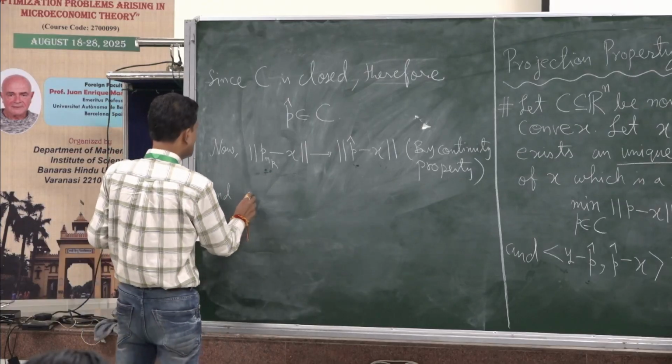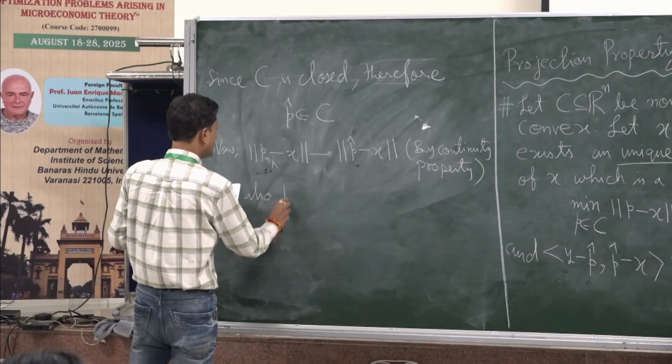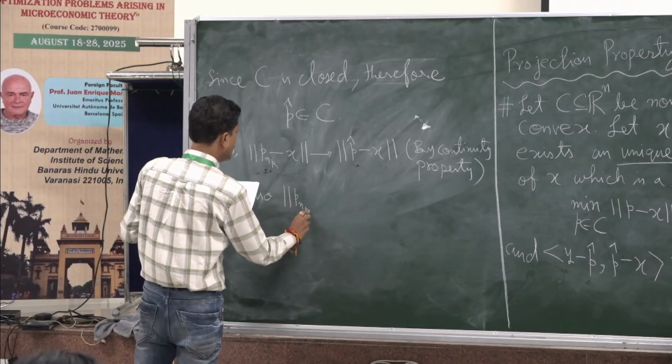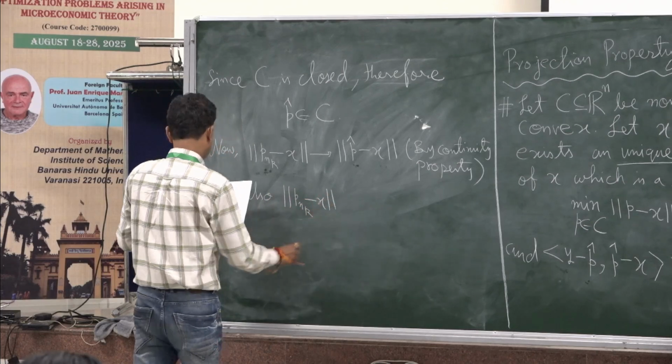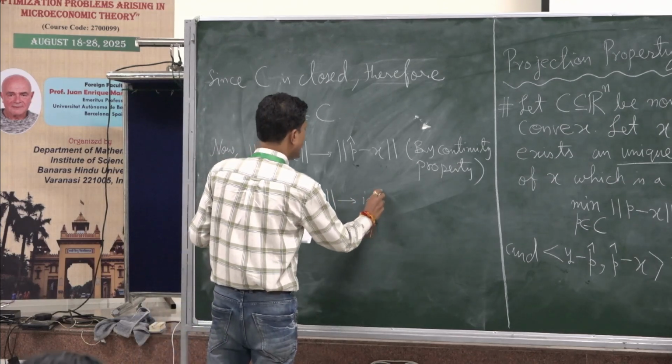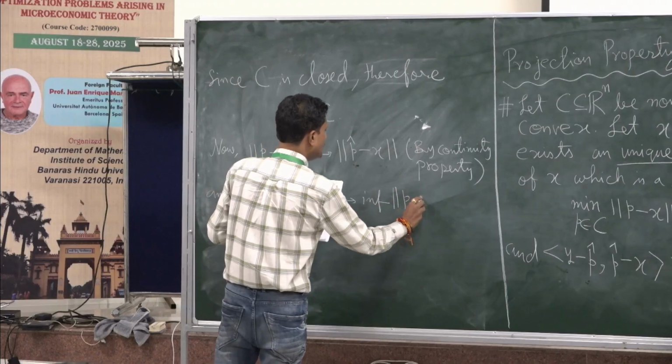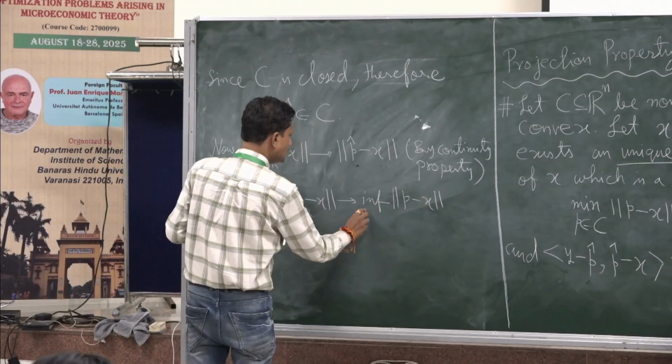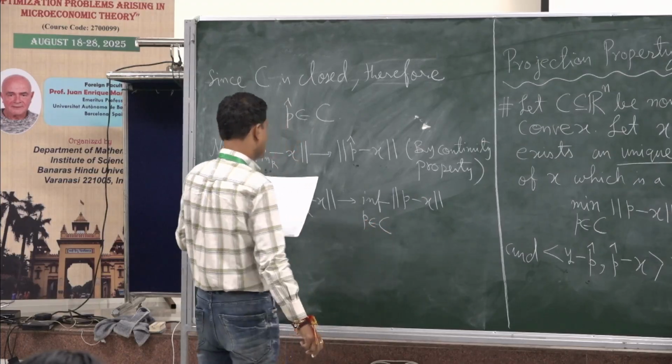But you see, we also have that the norm of P_{n_k} minus X converges to the infimum of norm P minus X, where P belongs to C. Why?